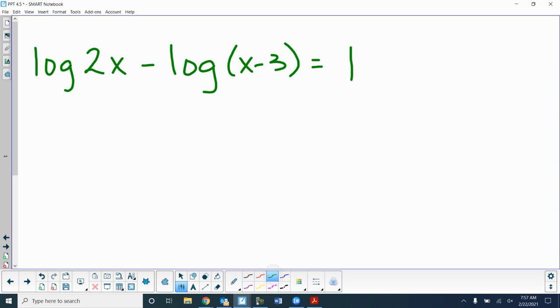So I'm going to write log of 2x divided by x minus 3 equals 1. If you have multiple logs, you're going to condense it into a single log like you're supposed to know how to do. Some of you didn't know so well on the quiz. And then do what we've just been doing. What's the base of this one, Connor? X minus 3. No, the base, not the denominator. What's the base? So that log.